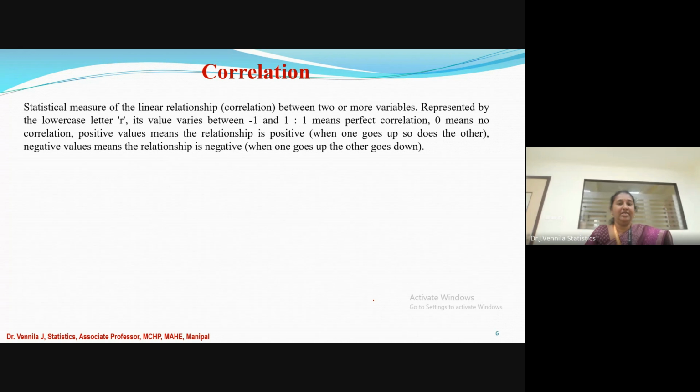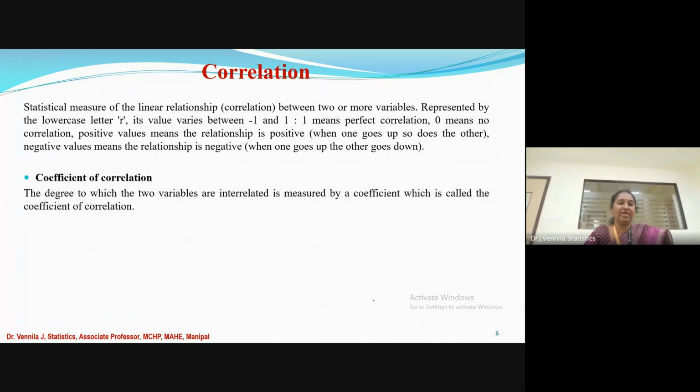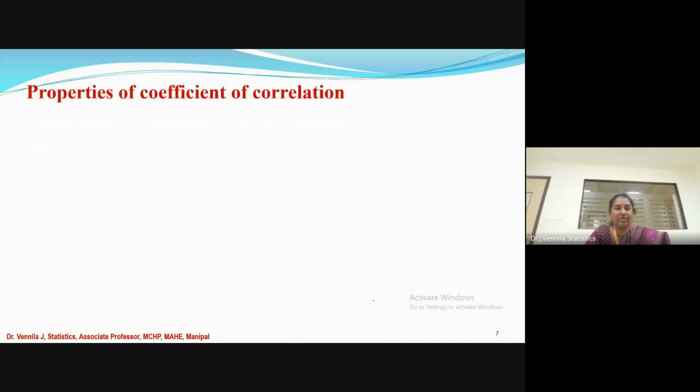Okay, then the correlation ranges from -1 to +1. Always remember, the probability range is 0 to 1, and the correlation range is -1 to +1. After that, we want to find out what is meant by coefficient of correlation. It is the degree to which the two variables are interrelated. When it is measured by the coefficient, it is called the coefficient of correlation.